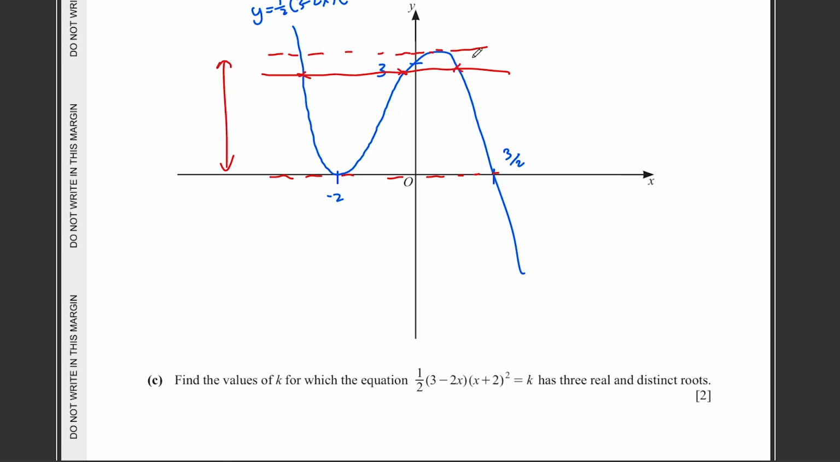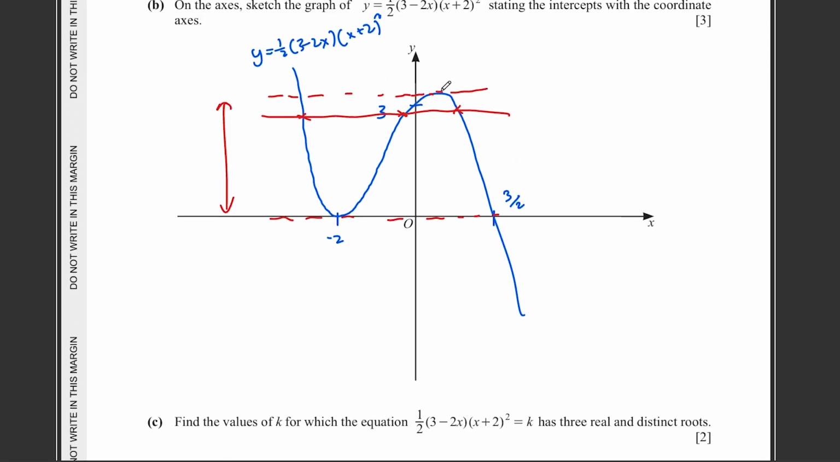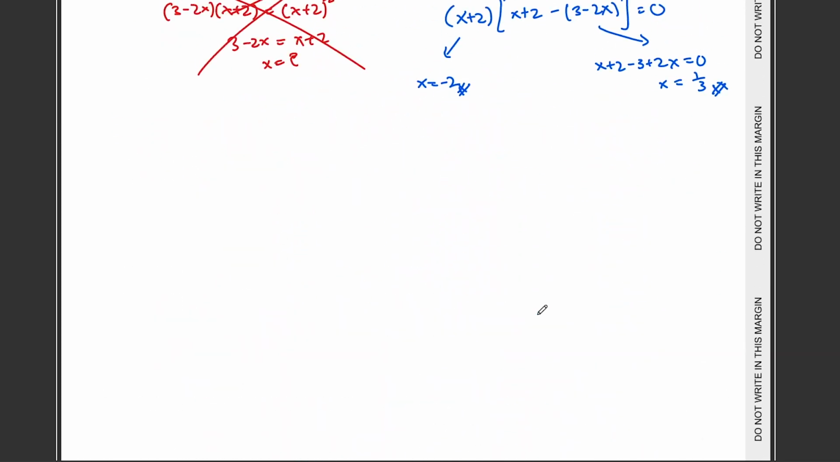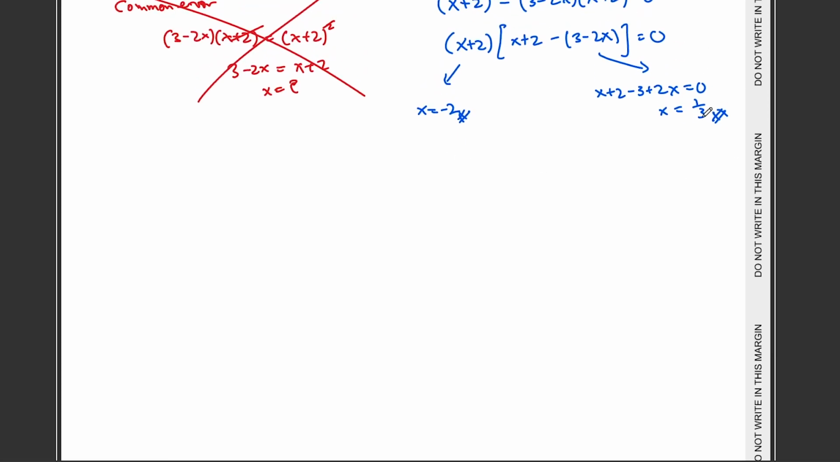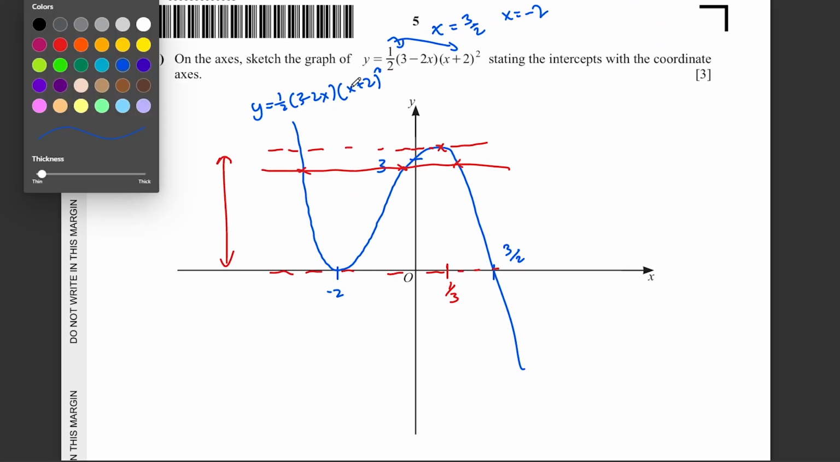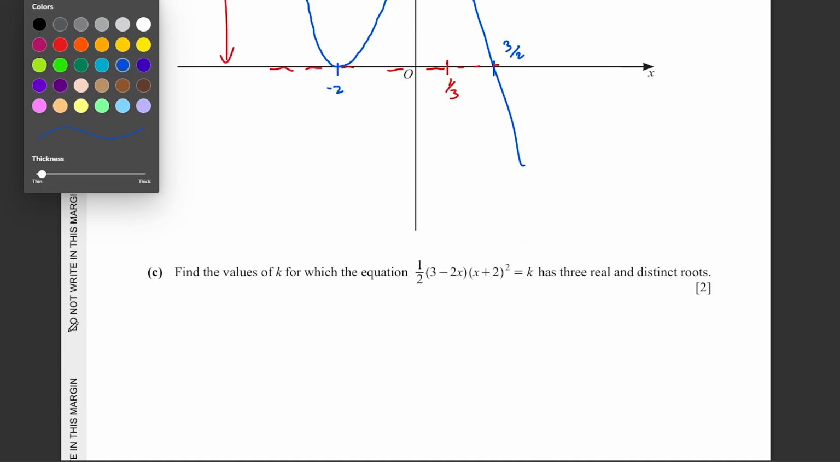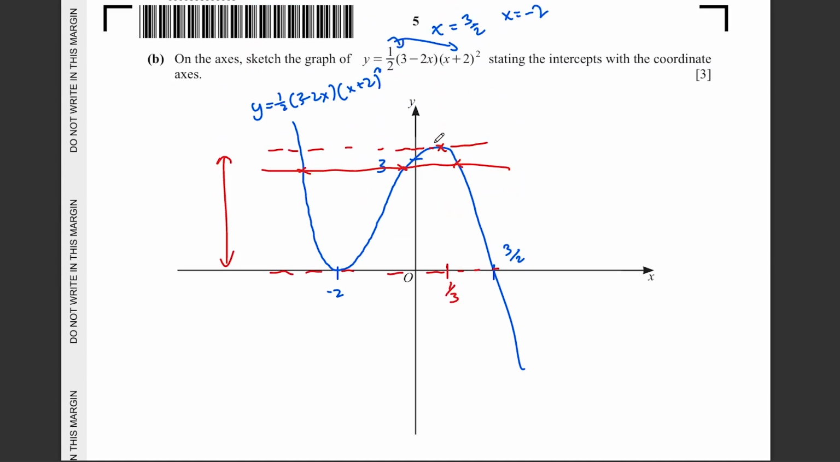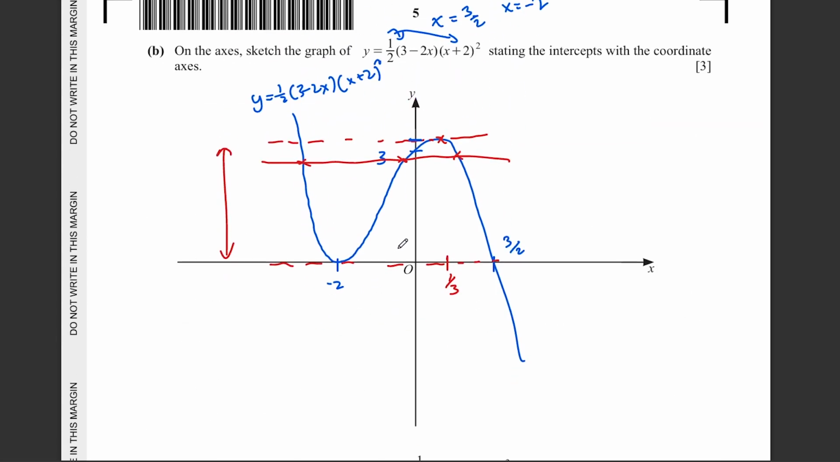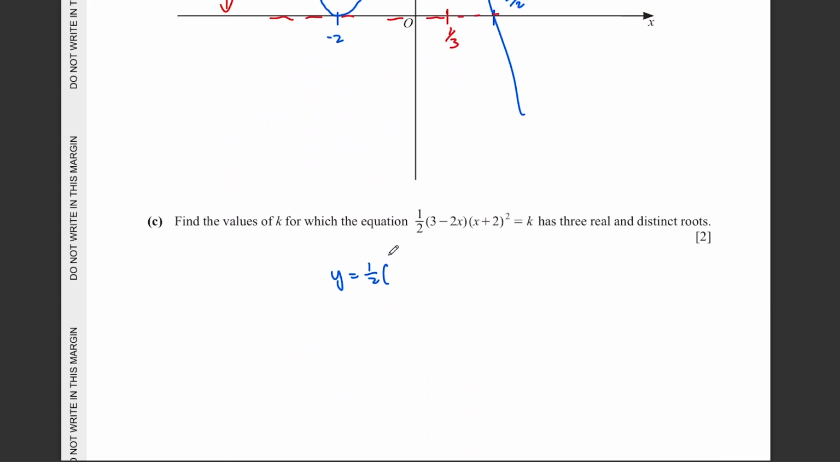So, let's try to find this point. We already know the x coordinates of the stationary points. From these two values, only 1 over 3 will work, because here it is positive. So all we need to do is sub it into the equation of the curve so that we can get the value of y, which will be this point. That will be your k value. So at x equals 1 over 3.